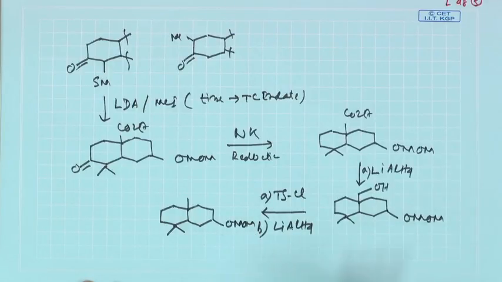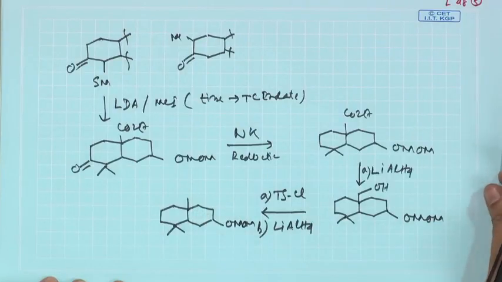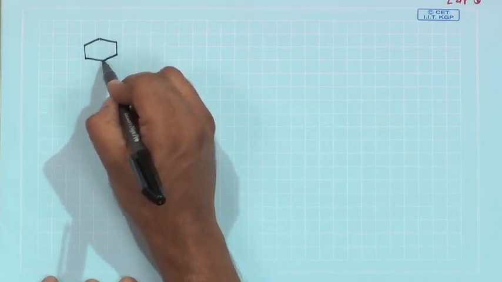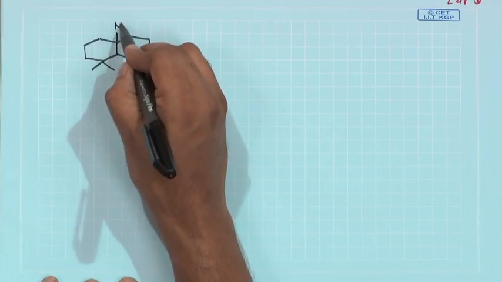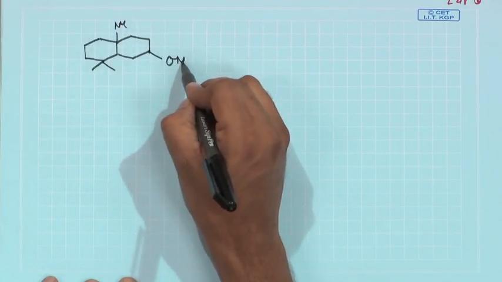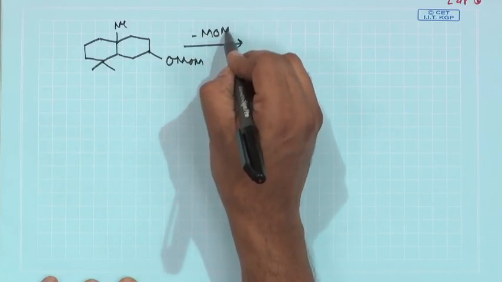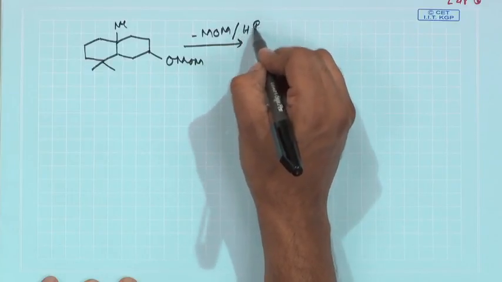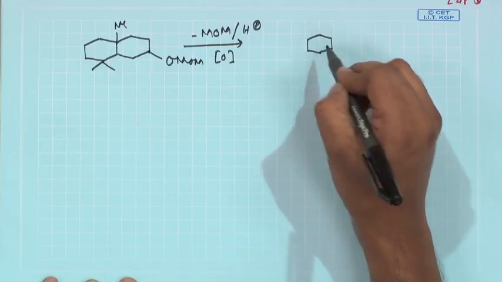So, now we are here and the only task remaining is that you have to introduce the alpha beta unsaturated ketone at this point. So, what you now do basically is take this initial starting material, methyl with a MOM here, you remove the MOM with an H plus treatment, and do the oxidation to bring the ketone.